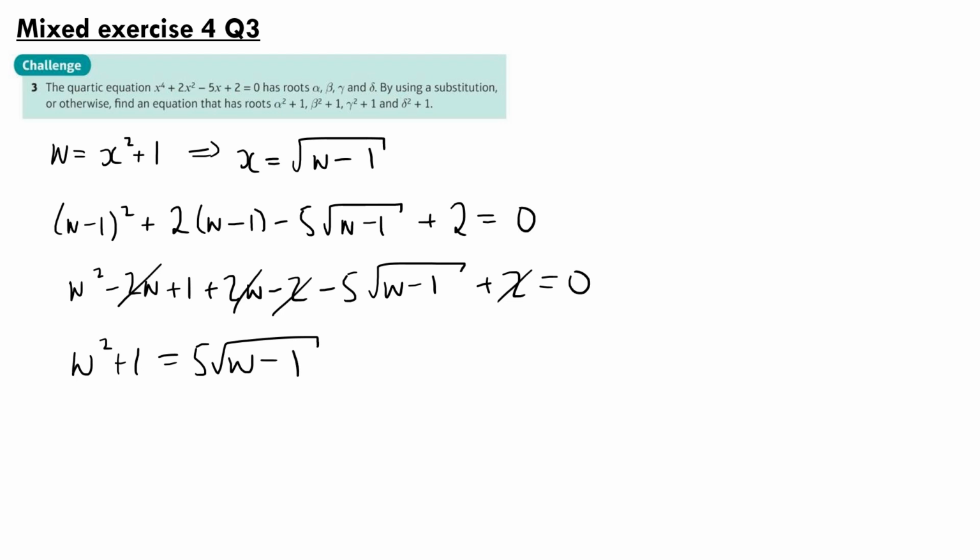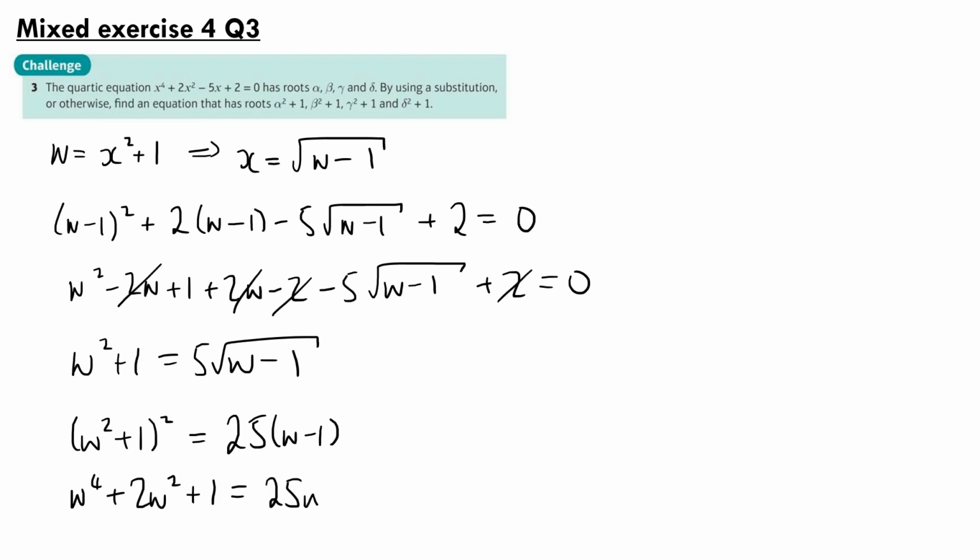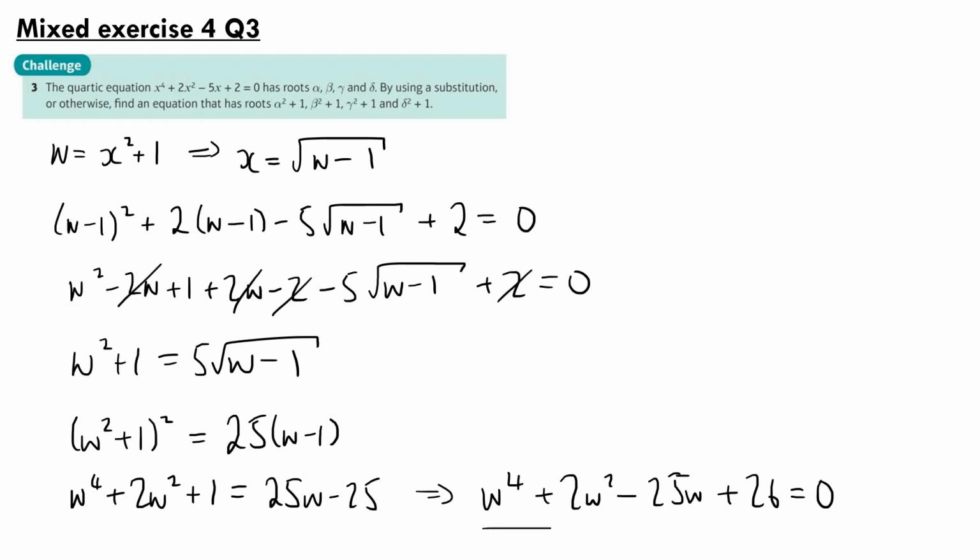Now at this point we can square both sides, and I'll tell you why we can square both sides without worrying about adding any extra solutions in. So then we're going to have w squared plus 1 all squared being equal to 25 times w minus 1. Expanding the left hand side, we're going to have w to the power of 4 plus 2w squared plus 1 being equal to 25w minus 25. So our final answer is then going to be w to the power of 4 plus 2w squared minus 25w plus 26 equals 0, and that's our final answer.